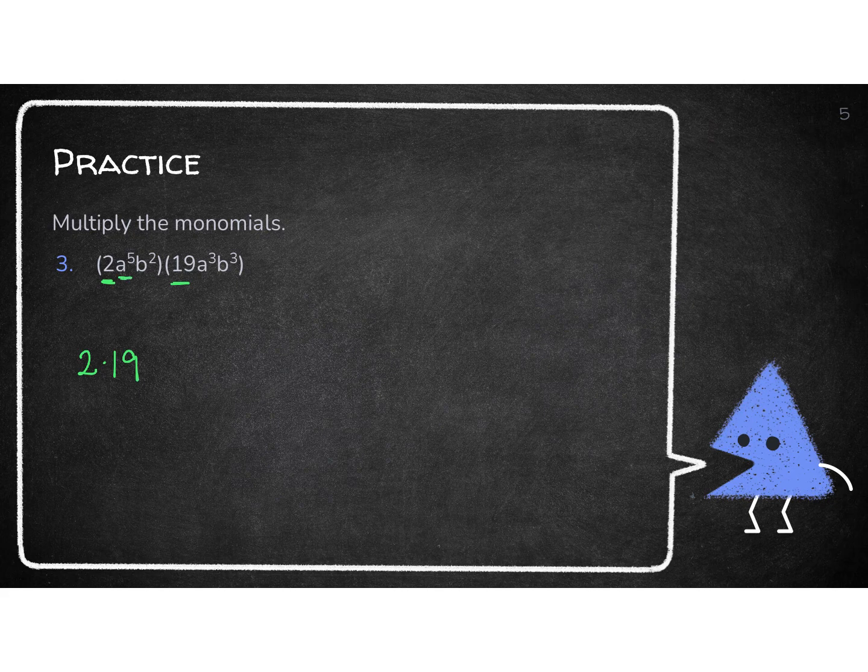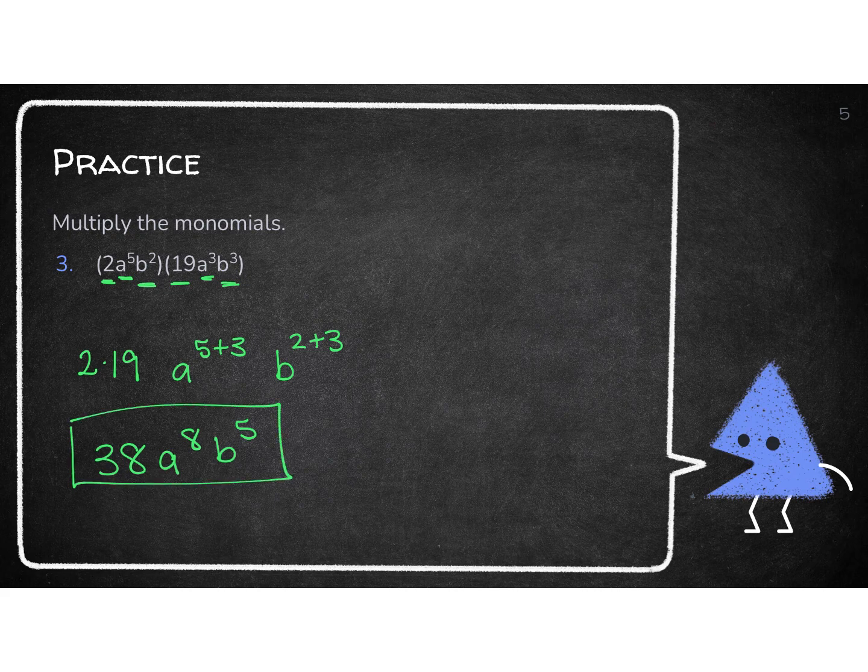So remember, we add the little numbers then. So a to the 5 plus 3. And then b to the 2 plus 3. So if I simplify that out, I get 2 times 19 is 38. A to the 5 plus 3 is 8. B to the 5th. My a and my b only show up once, so I know that I'm simplified as far as I can go.